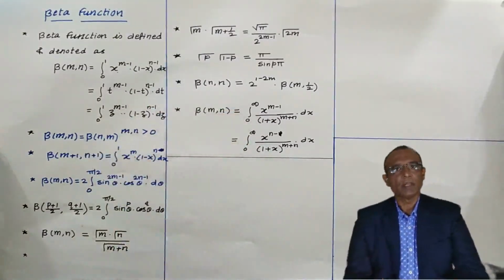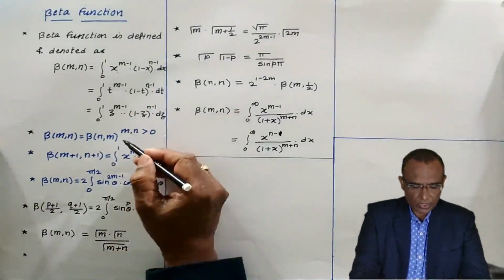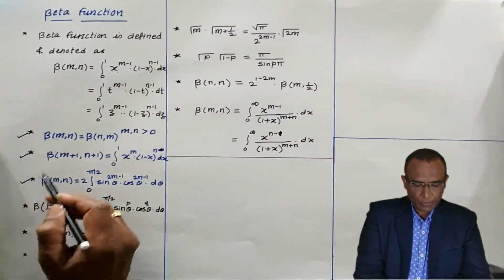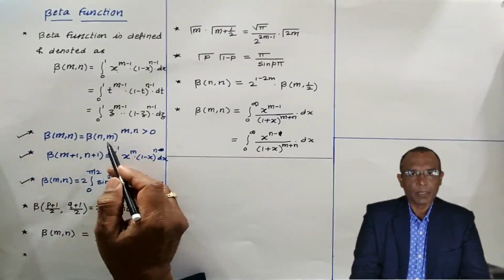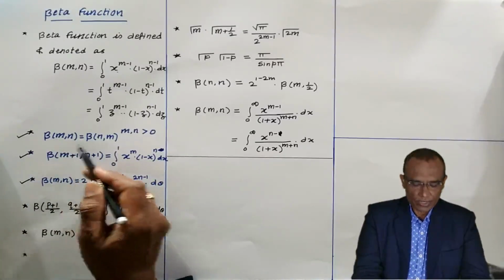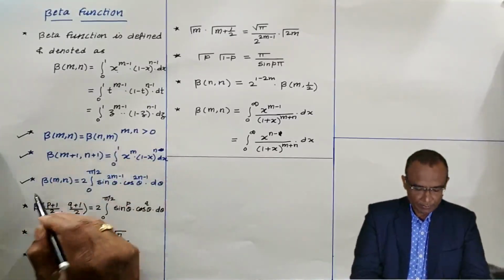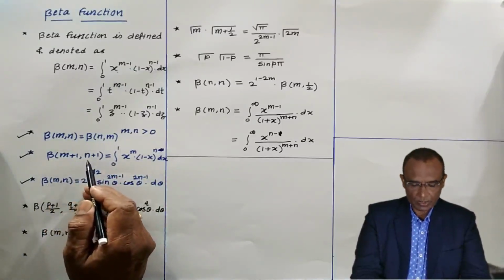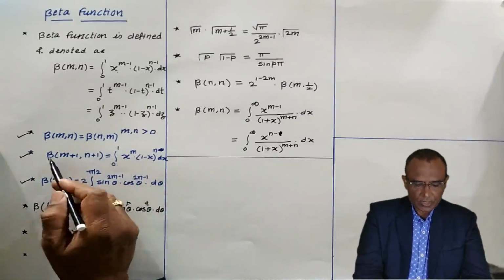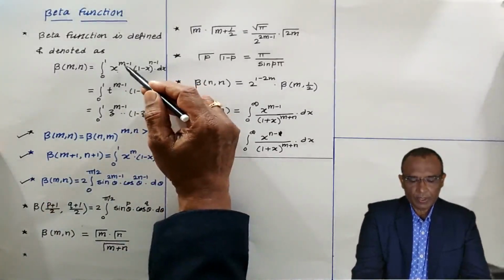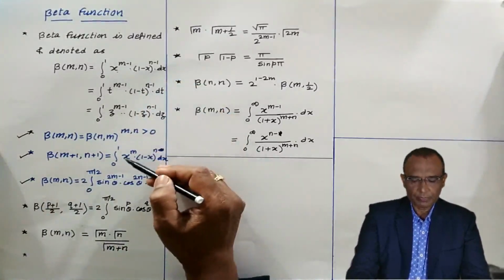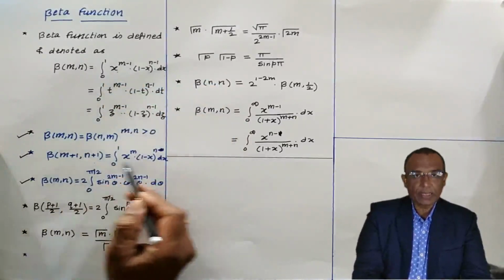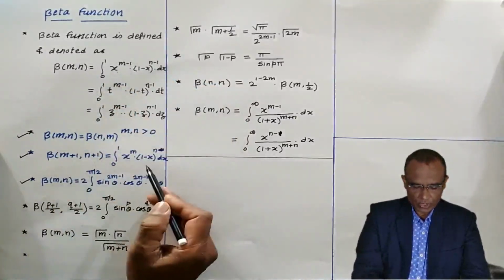Now some properties and results of the beta function, and all these results are important as MCQ, multiple choice questions. Beta(m,n) is beta(n,m), commutativity holds here. Beta(m,n) equal to beta(n,m). Beta(m+1,n+1) can be written like this. This result comes from this one. Here, if you replace m by m+1 and n by n+1, you will get this one. So you can directly use this instead of that one.